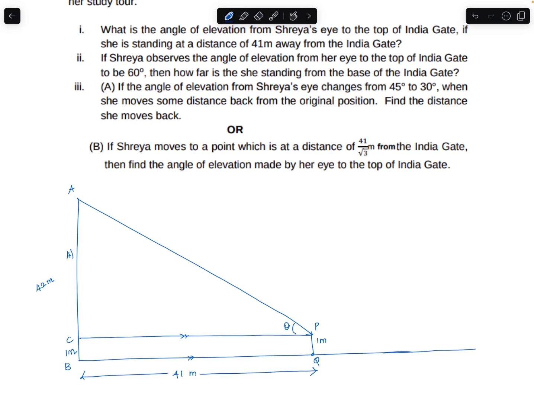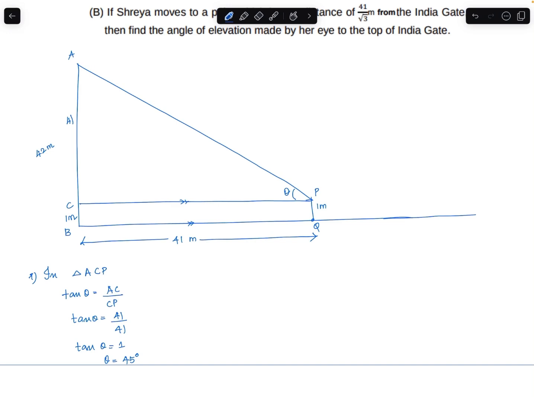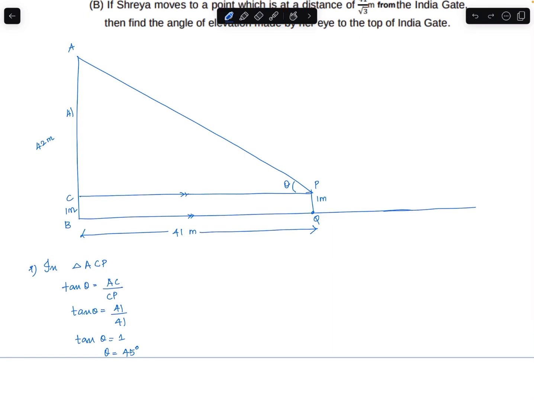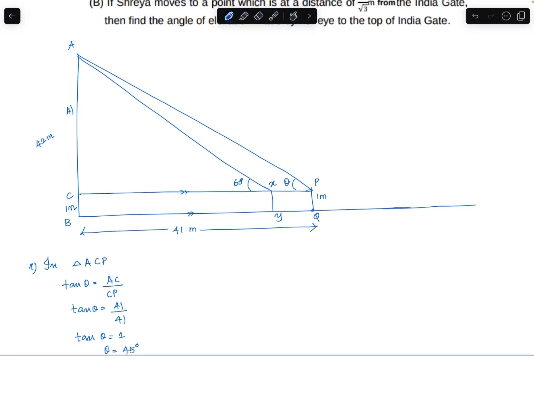Question 2. If Shreya observes the angle of elevation from her eye to the top of India Gate to be 60, then how far is she standing from the base of India Gate? Angle at P is 45 degree. Now that the angle of elevation is 60, which means she has come slightly closer to the base. Let's take the new position of Shreya as XY. The angle formed at X is 60 degree. We have to figure out CX. Let's call the distance CX as m.